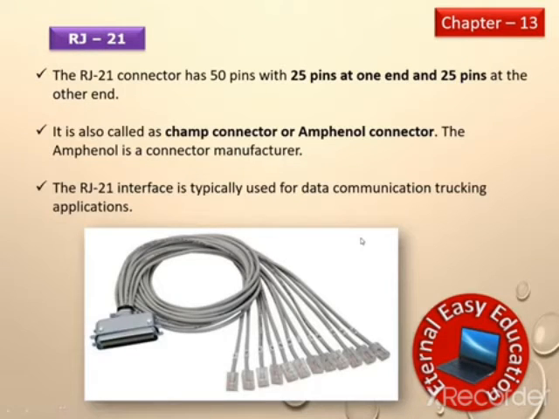Then RJ21 connector has 50 pins with 25 pins at one end and 25 pins at the other end. So the image is given here. It is also called the CAM connector or Amphenol connector. Amphenol is the connector manufacturer. RJ21 interface is typically used for data communication trunking applications. So each RJ, that means the registered jack, has its own purpose.